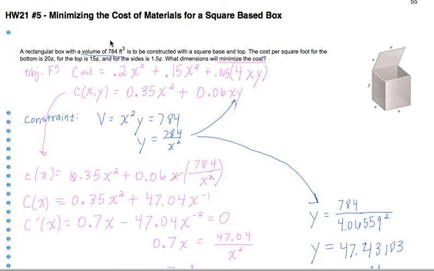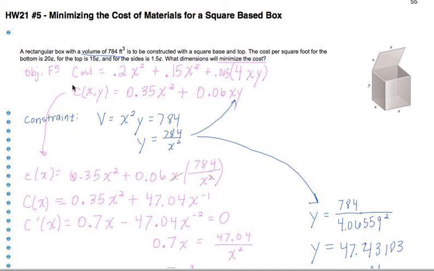The problem is this: the volume is 784 feet cubed, and we're constructing a rectangular box with a square base, and it includes the top. The cost per square foot for the bottom is 20 cents, for the top is 15 cents, and for the sides is quite a bit cheaper at 1.5 cents. So what dimensions will minimize the cost?